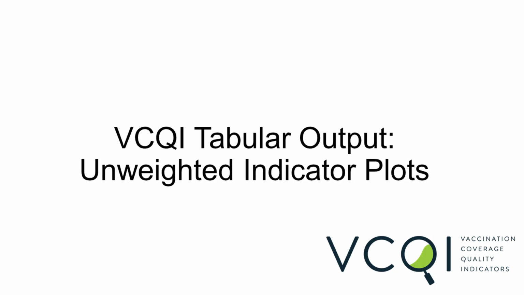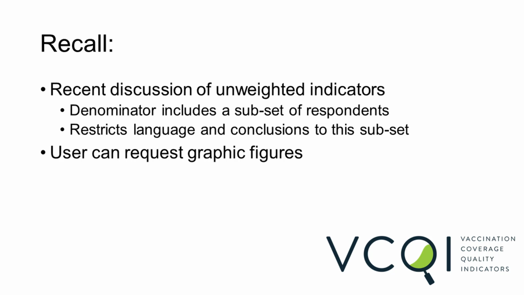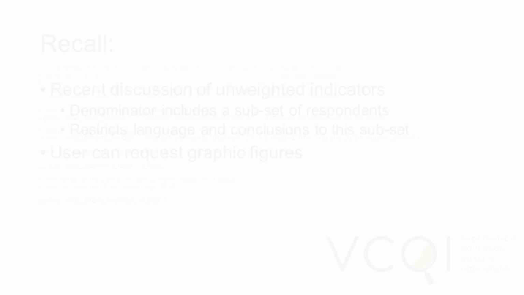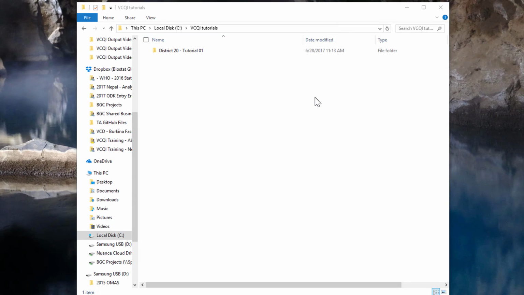In this video, we will describe unweighted proportion plots. You may recall that tabular output for unweighted indicators were the topic of a recent video. If the user requests it, those same indicators also make graphic figures that we call unweighted proportion plots. These figures appear in a subfolder of the Wiki output folder. Recall that the user specifies the Wiki output folder in block B of the Wiki control program. Let's navigate now to the output folder for our analysis of District 20 data.